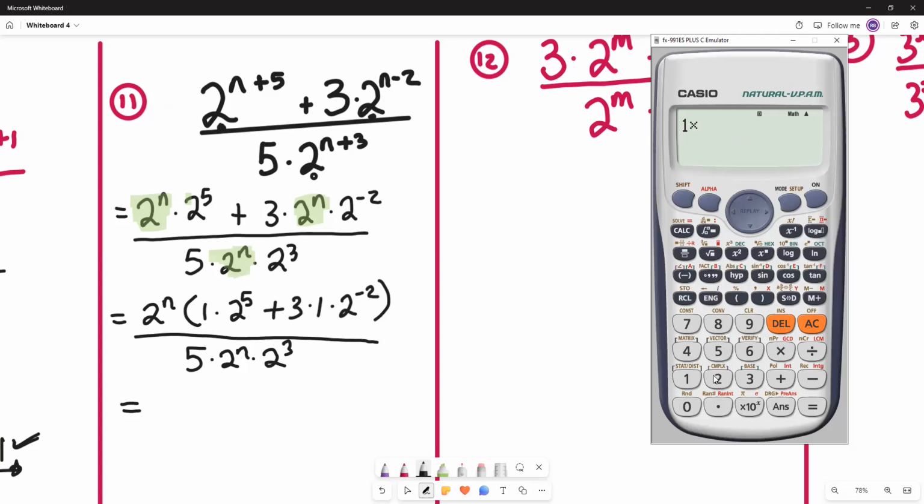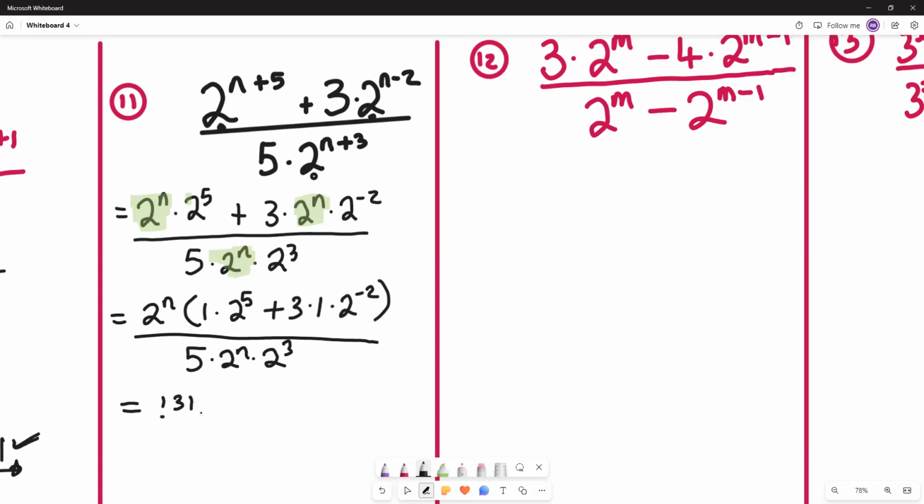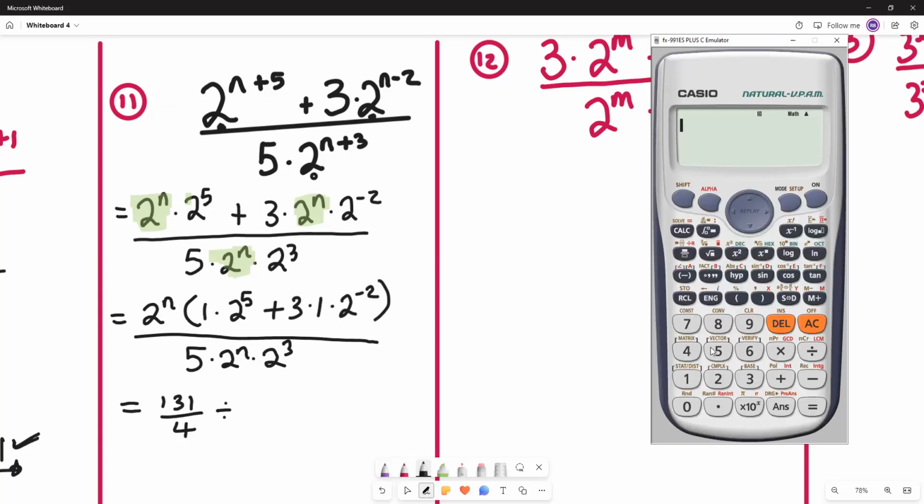So I'm going to say 1 times 2 to the power of 5 plus 3 times 1 times 2 to the power of negative 2. Let's see what that gives us. That gives us 131 over 4. And then we're going to divide that by the bottom, right? Let's see. So 5 times 2 to the power of 3, which is 40.